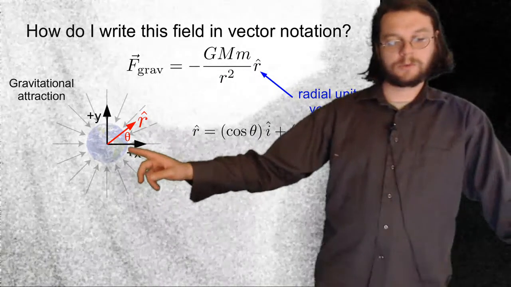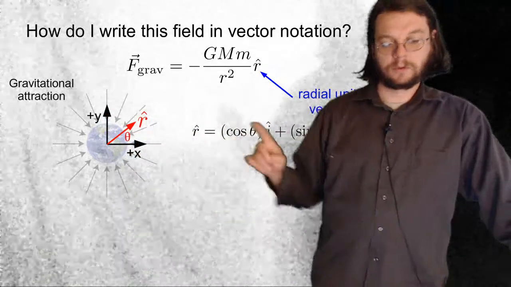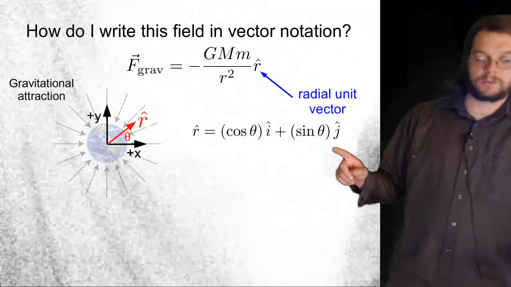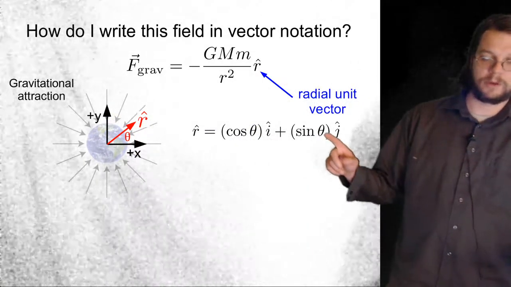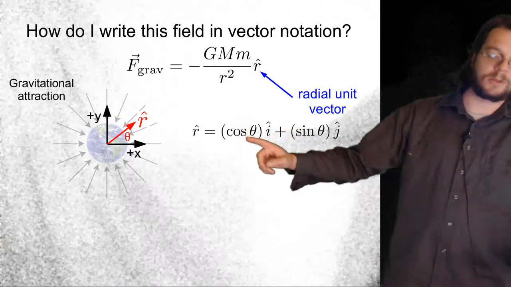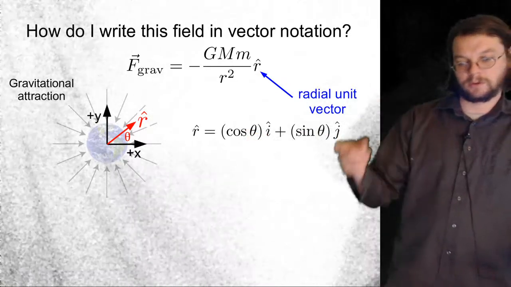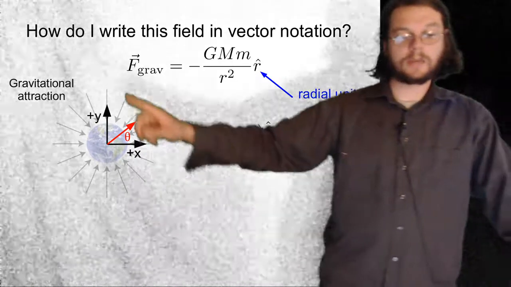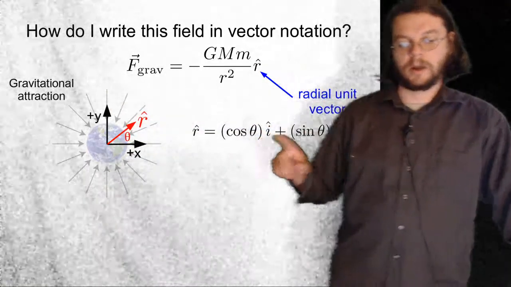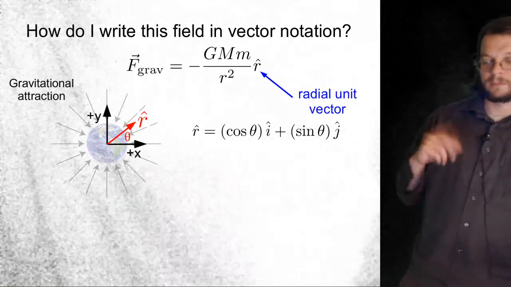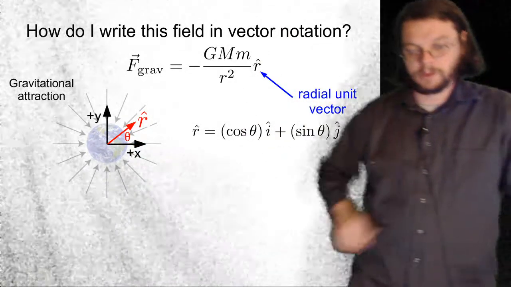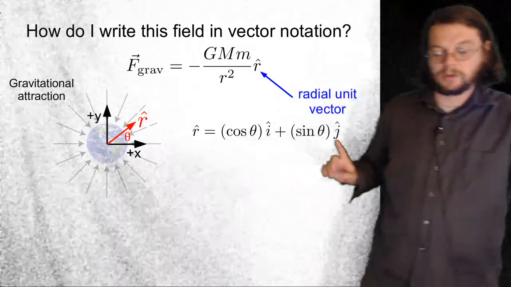If theta is equal to 90 degrees, then sine of 90 is 1, so you get a 1 over here. But cosine of 90, so that cosine curve is dropping and it hits 0 at 90, is 0. So if theta is equal to 90, then r hat is equal to j hat. Does that make sense? Yep, that's exactly right. That's still pointing away from the Earth. So this equation works out.